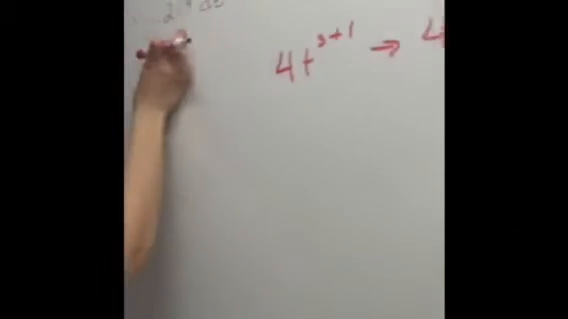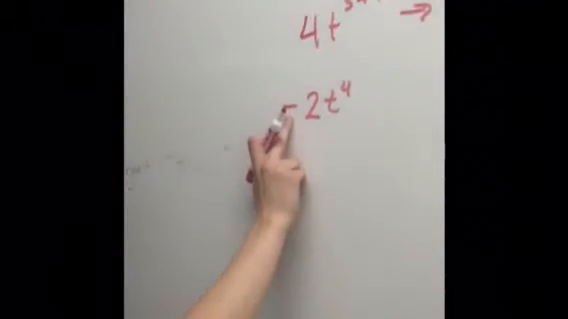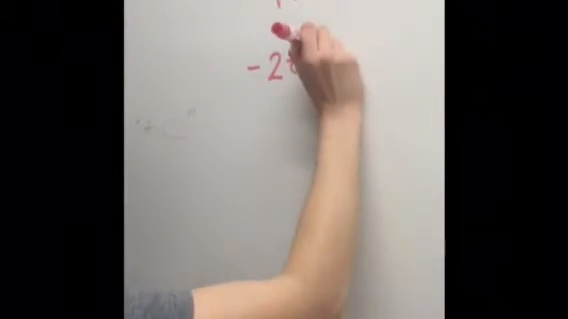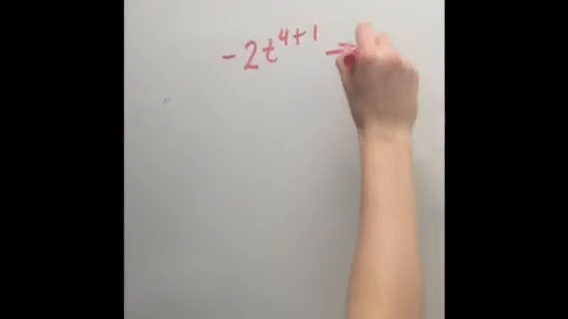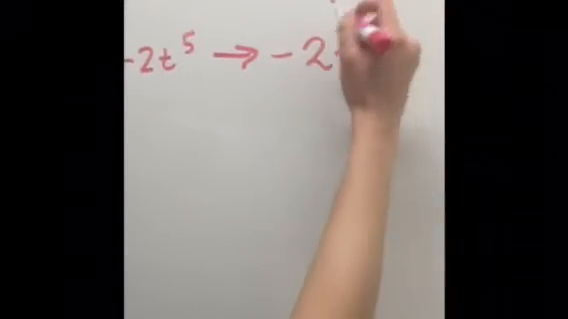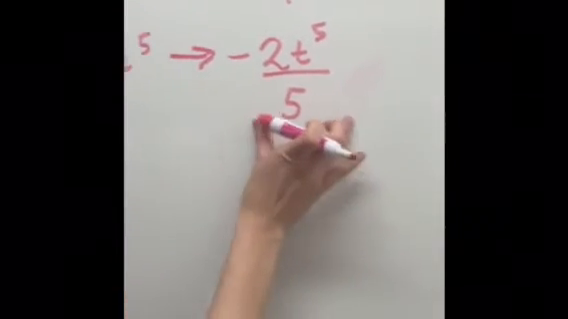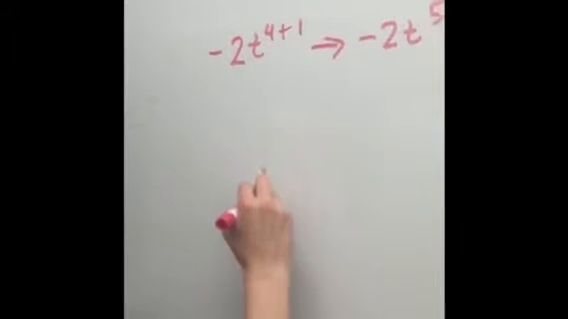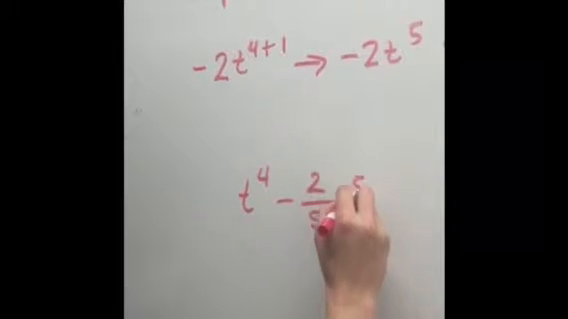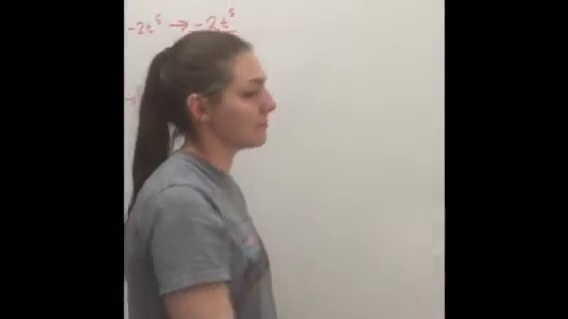And then we're going to take the second chunk, it's going to be negative 2t to the fourth, and make sure to keep this negative 2 so you get the right constant. So you raise this power by 1, you're going to get negative 2t to the fifth. So t to the fifth over 5. Now you add t to the fourth plus negative 2t to the fifth over 5. We get plus c.